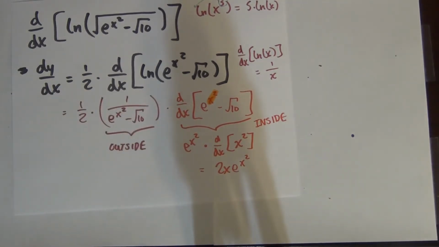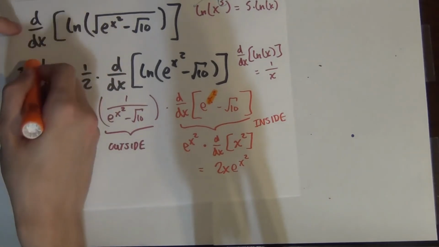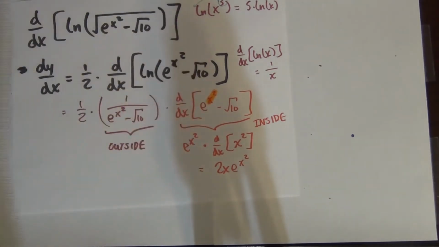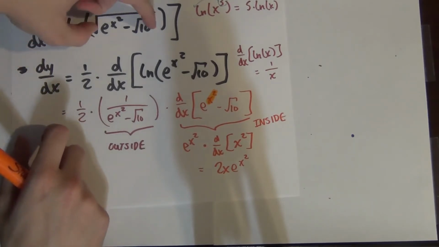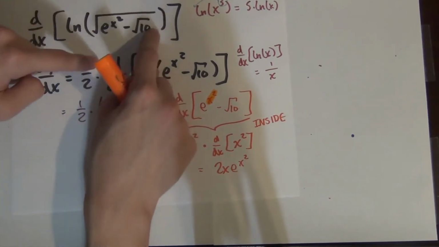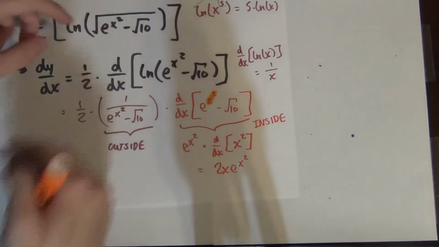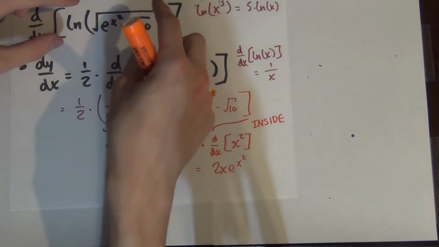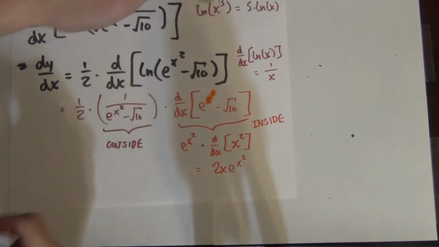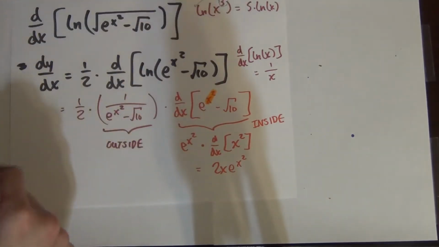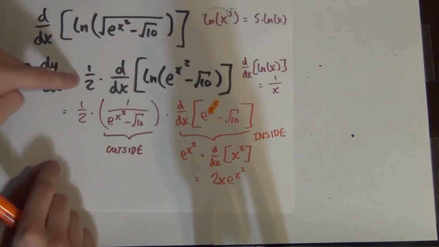So a 20-second recap: I'm taking the derivative of this natural log. It looks really complicated. The first thing I can do to help the situation is notice that this e to the x squared minus the square root of 10 is under the square root. Well, if it's under the square root, it's actually being raised to the 1/2 power. So if it's raised to the 1/2 power, a property of logarithms tells me I can move that 1/2 out as a coefficient. So I did that. Here's my 1/2.